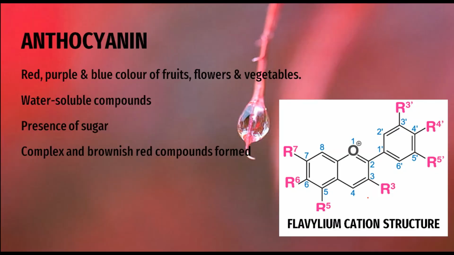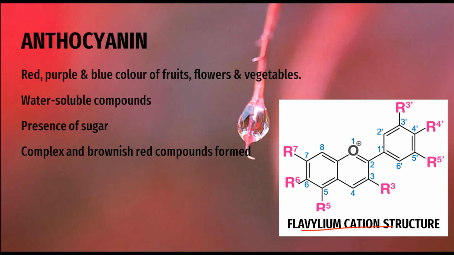Next we will discuss anthocyanin. These are the red, purple and blue colors of fruits, flowers and vegetables. These are water soluble compounds and their source is cell sap. These are derivatives of the flavylium cation structure, which is represented here.